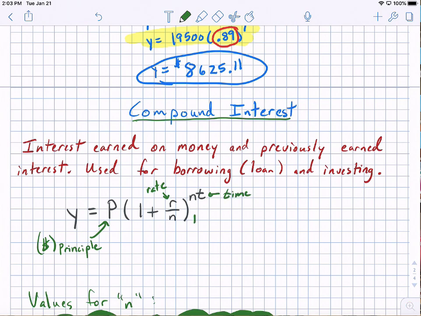Okay, now the N. N here and N here, obviously those are the same thing. Those stand for the number of times interest is compounded per year. Number of times the interest is compounded per year. Okay, so you can see that down there. There's different values that we could get for N. Okay, it's not just going to be the same thing.